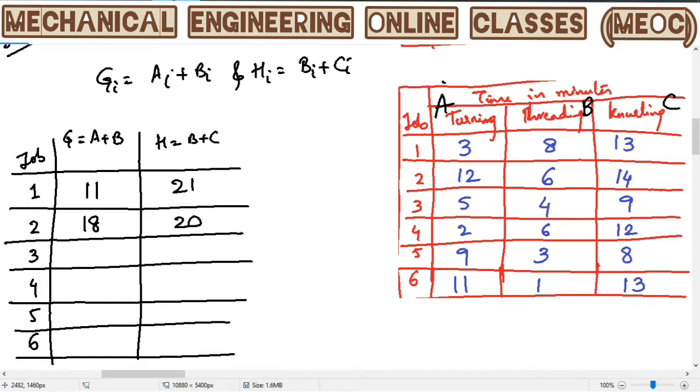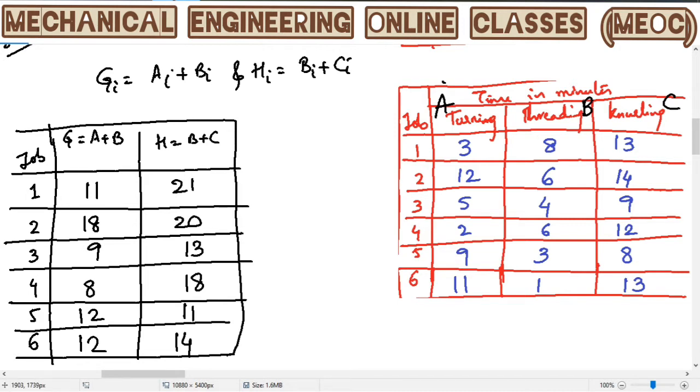For 3 it is 5 plus 4, which is 9, and for H it is 4 plus 9, which is 13. For 4 it is 2 plus 6, which is 8, and under H it is 6 plus 12, which is 18. For job 5, G is 9 plus 3, which is 12, and for H it is 3 plus 8, which is 11. For the 6th job it is 11 plus 1, that is 12 under G, and under H it is 1 plus 13, which is 14.